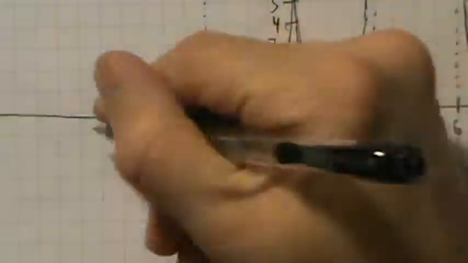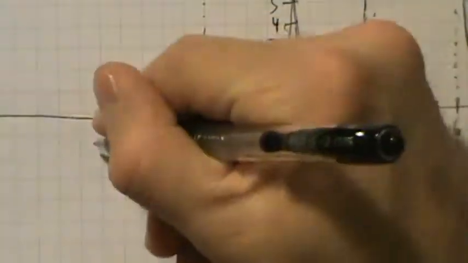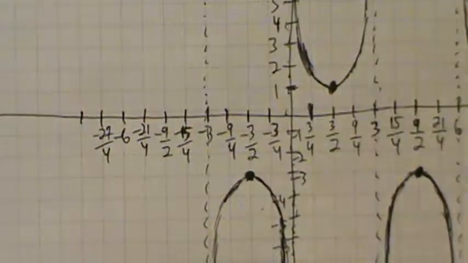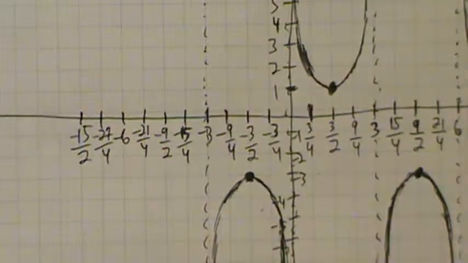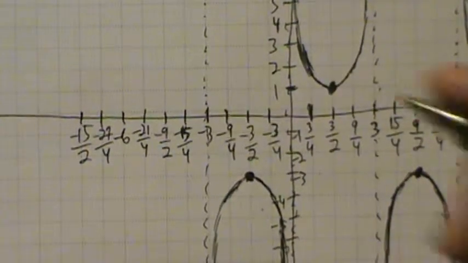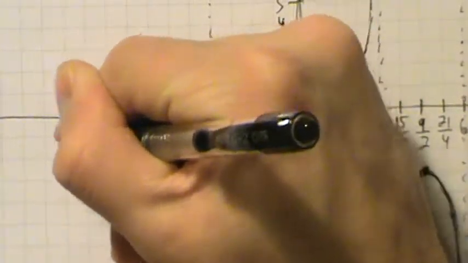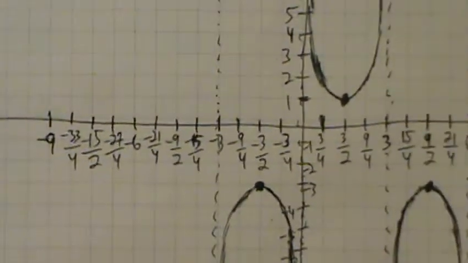This guy is negative 6. And then negative 27 over 4. Negative 15 over 2. And then negative 33 over 4. And then negative 9. Okay, so I was just looking at all these numbers over here and making them negative to go this way in the negative direction.